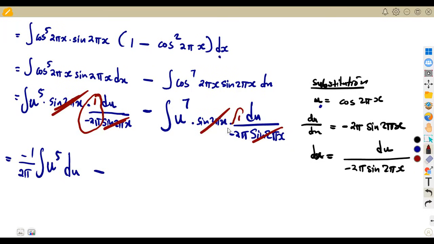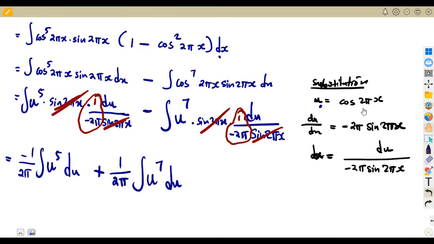So if we are to take the 1 over minus 2 pi out of the integral here, there's already a negative. So it's a negative, and this negative, it gives us what? A positive. So this one is going to be a positive. We take 1 over 2 pi outside. Then we are left with u to the exponent of 7 with respect to u.